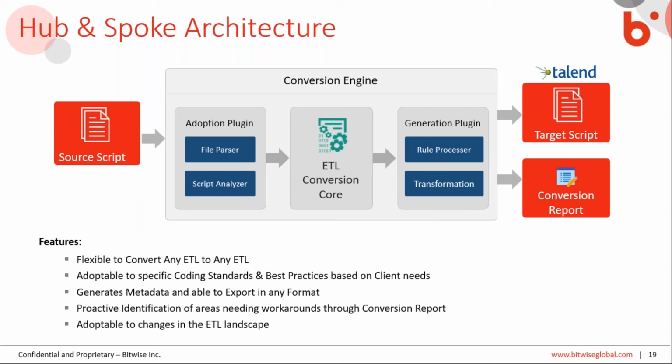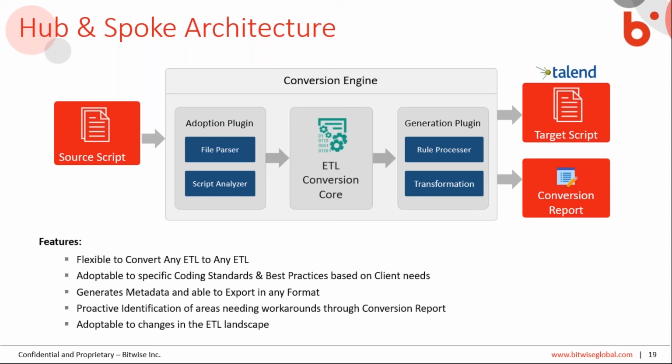So in the ETL conversion scenario, we have adoption plugins built in to most ETL products currently in the market, which will read the ETLs from the legacy ETL product, understand the flow, convert it into a flat XML format, and bring it into the hub of our ETL converter. What you see in the center with those little wheels is called the ETL conversion core. So these plugins will read your ETL from any other ETL product and bring it to this core.